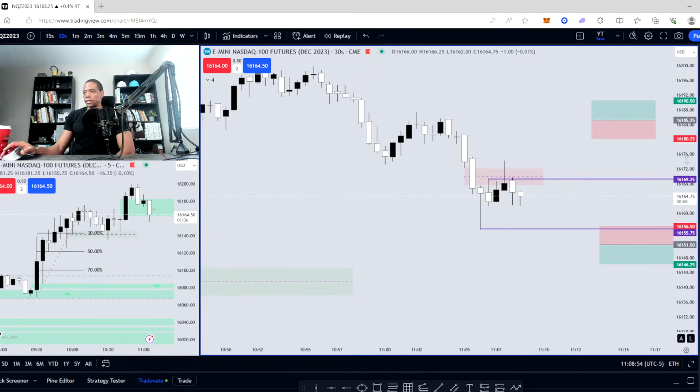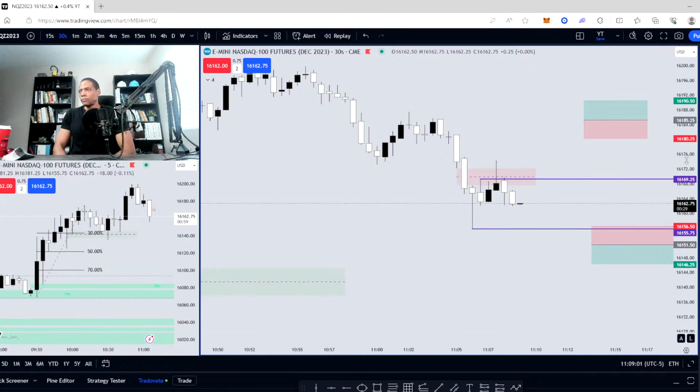For anyone watching the clock, it's now almost 10 after 11. So we've crossed over into the next hour. That early macro is now done. Let's see now what price wants to do to set up for the lunch hour.